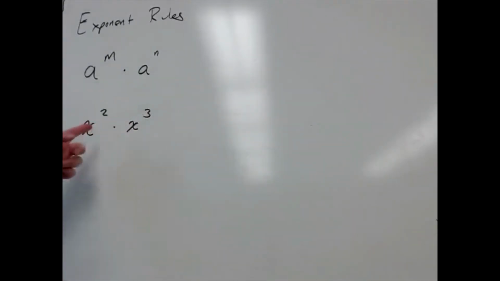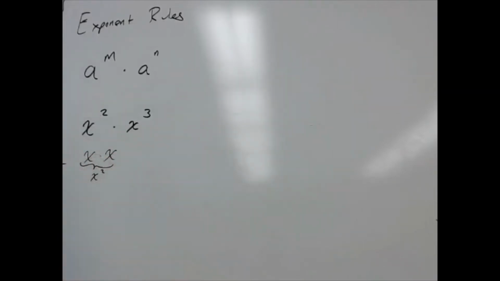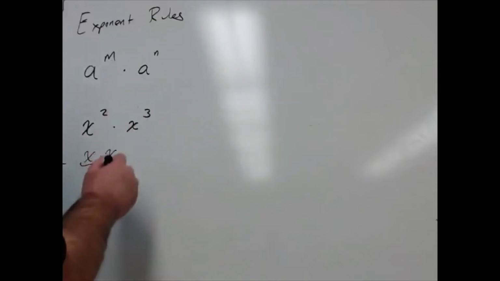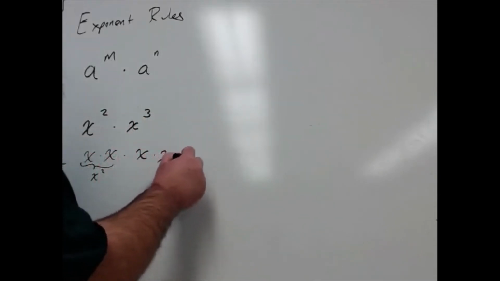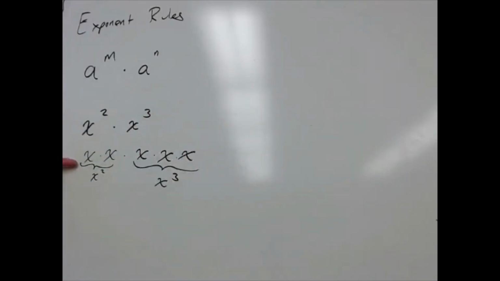Okay, so let's look at this. X squared, first of all, is the same as x times x. So right here, this is x squared. Multiplied by x cubed, which is x times x times x. So this here is x cubed. This expression is the same as this. Well, you might just notice that I have 1, 2, 3, 4, 5 x's multiplied together. And 5 x's multiplied by each other simplifies to just x to the 5. So x squared times x cubed is x to the 5.